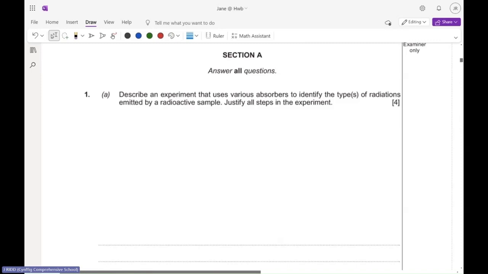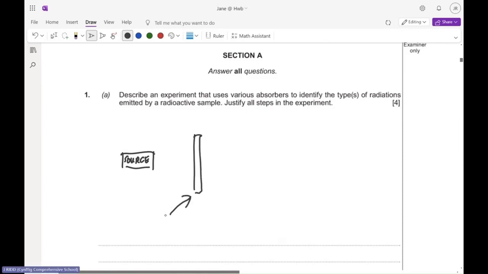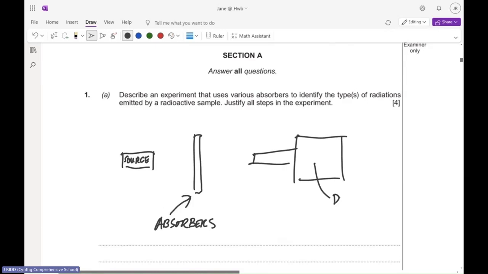When it comes to absorbers, I'll draw the diagram. We're going to need our source. We will then need some absorber or absorbers. And we're going to need some kind of detector or GM tube. Now, I think you should spend more time on your diagram, possibly use a pencil and a ruler, but for the purposes of showing you, this will do just fine.